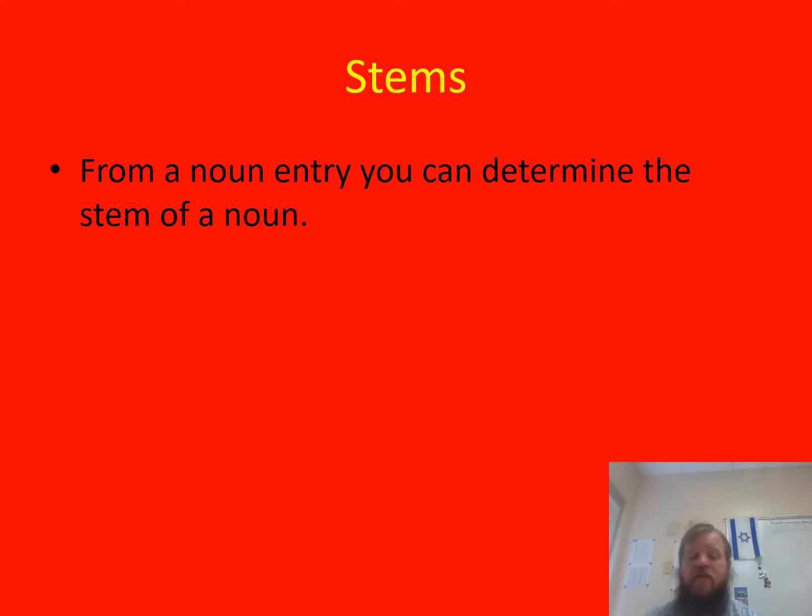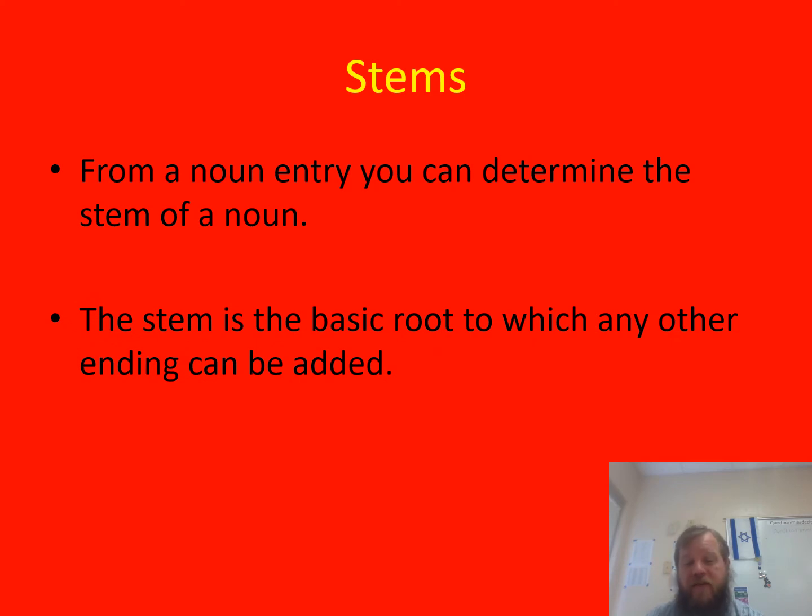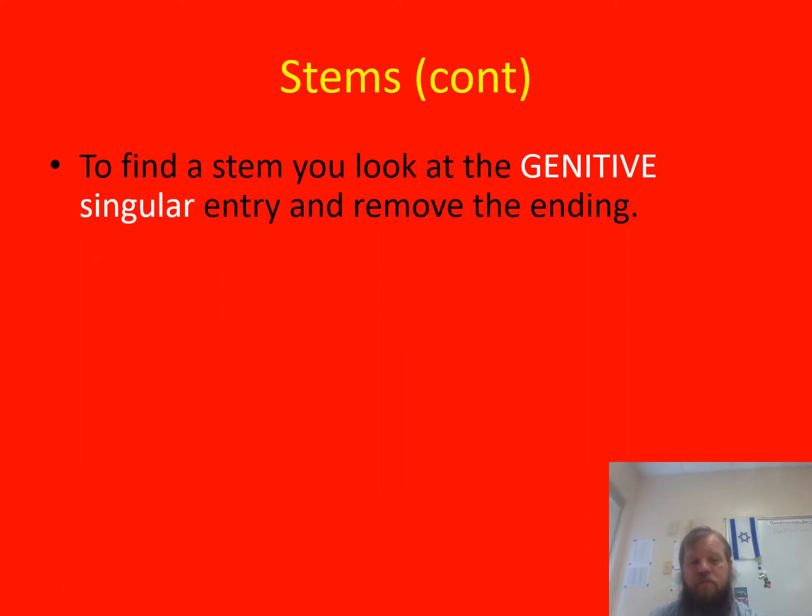We've already talked just a little bit about how important endings are to Latin. But what does that ending go on? The ending is going to go on a stem, and so you need to be able to identify what the stem is. The basic root that you can add your endings to. Every noun in Latin has 10 possible endings, and they go on to the stem. To find a stem, you look at the genitive singular entry and you remove the ending.